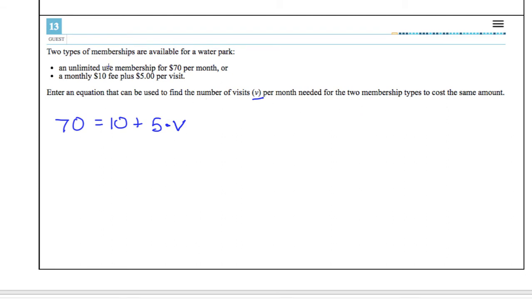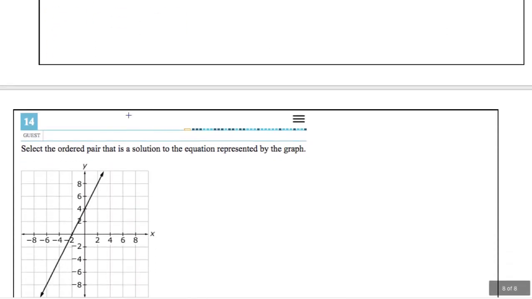And you'll notice that this question doesn't actually ask you to solve this equation. So we're done. Once you enter the equation, you're done. If you did have to solve, you subtract 10 and then divide by 5. But that's how to find the equation.